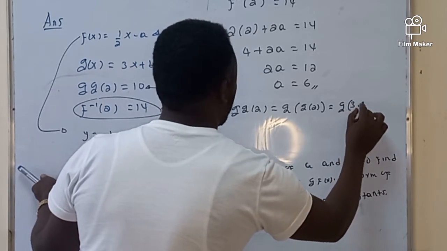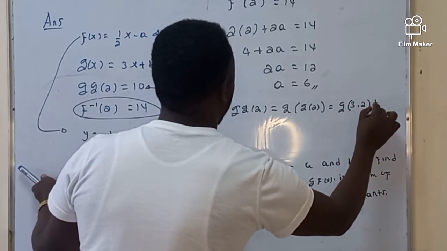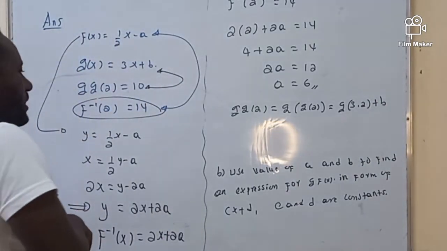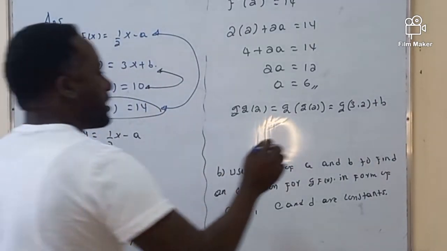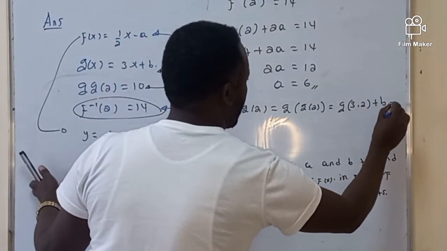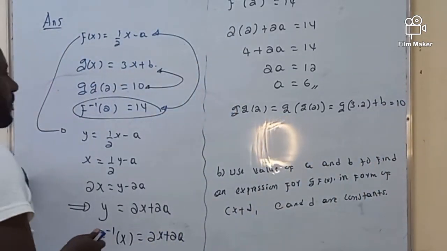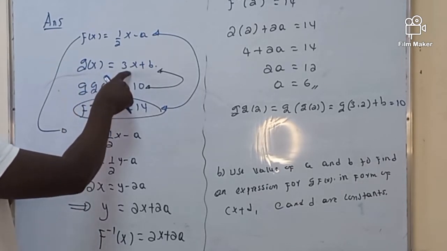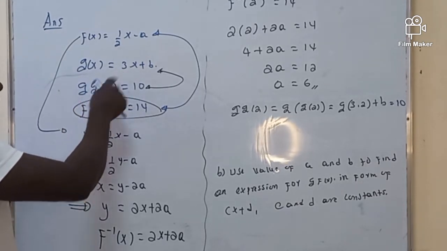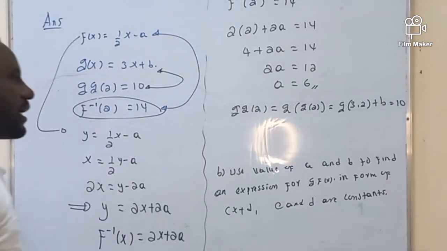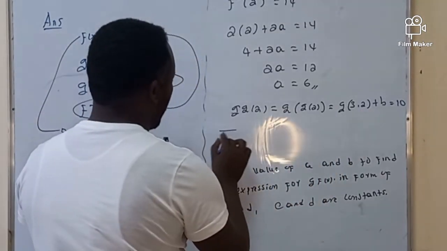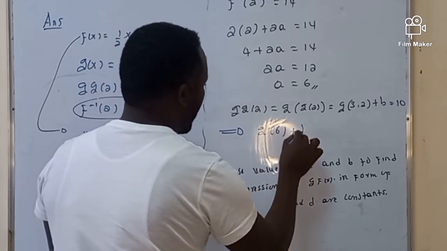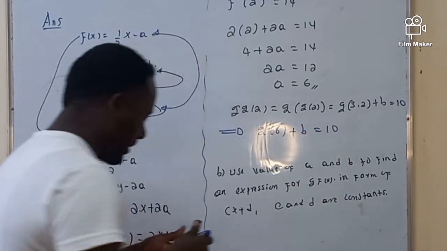Then that is g of 3 times 2 plus b. You know that because I didn't just put the value, this is exactly 10. This is already given. G of 2 means we have to plug 2 into the g function, in place of x. So this implies that g of 6 plus b is going to be 10.